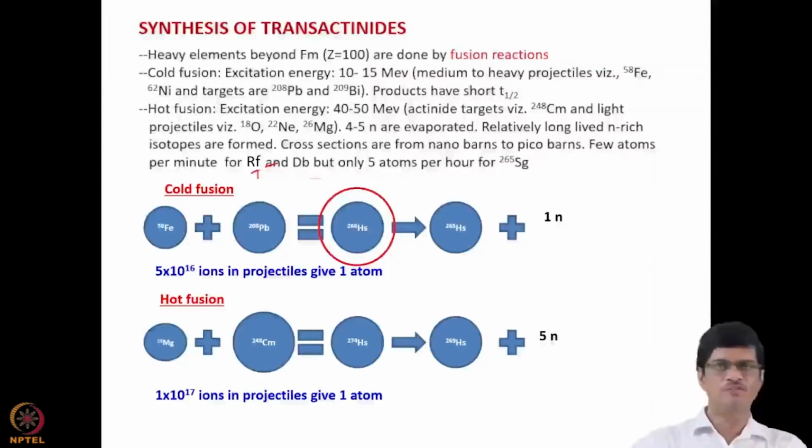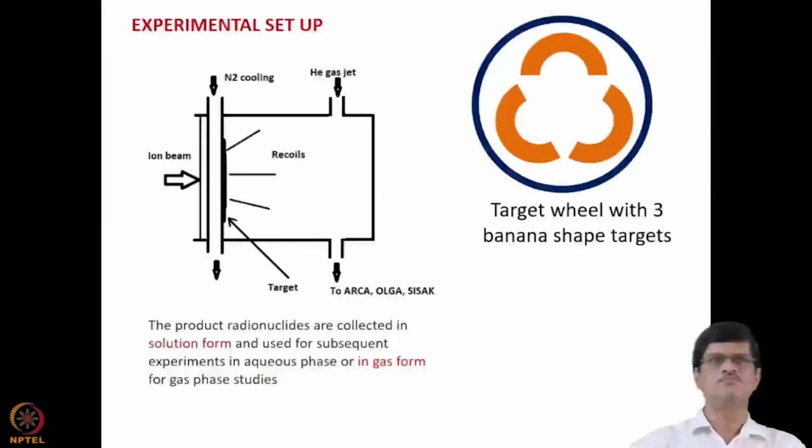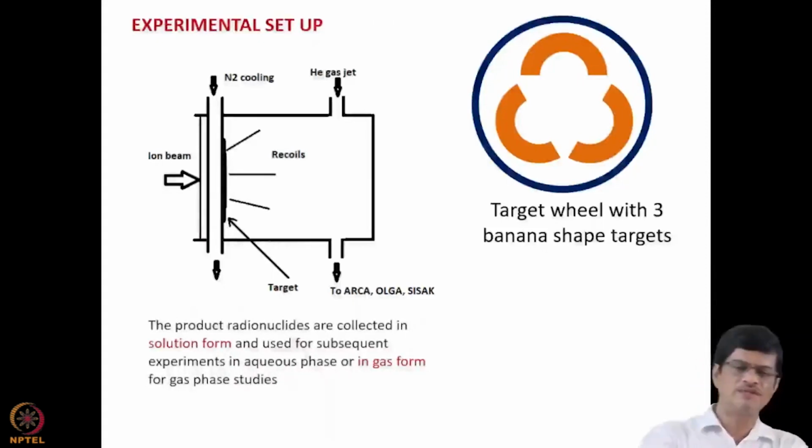You have the fusion, and you have the compound nucleus as hassium 274, and it is giving out around 4 to 5 neutrons to give either hassium 269 or 270. In this case, we have 1 into 10 to the power 17 projectiles on the target, and we are getting 1 atom.